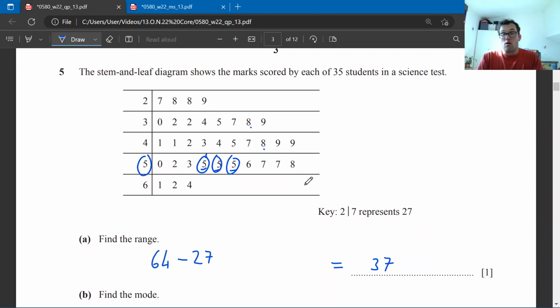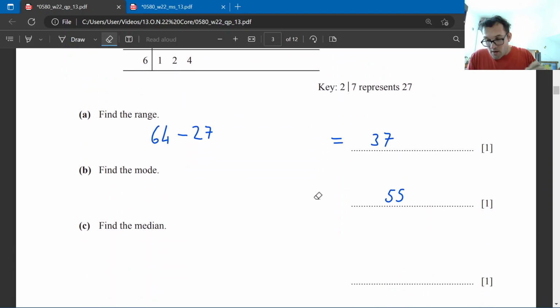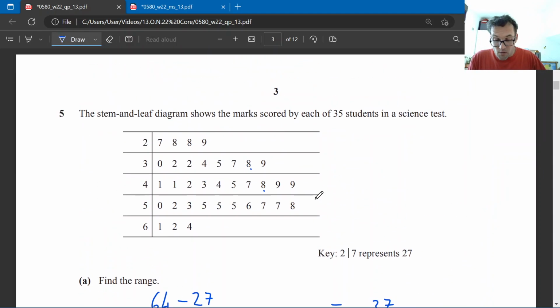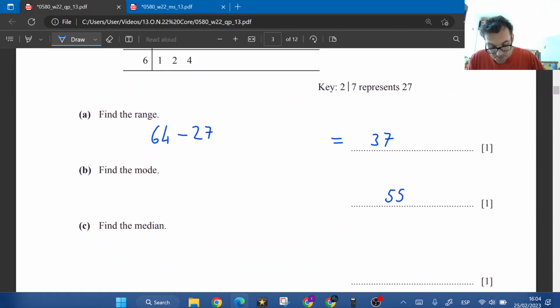And then the last one, the median, the middle number. For the median, you always need to arrange it from the smallest to the biggest first, and then find the middle. Now it's already arranged from the smallest to the biggest. Over here, 27 is the smallest, 64 is the biggest, and everything else in between. There are 2 ways to do this. There's the mathematical way, where you take the amount of numbers there are. Now we know that is 35, because 35 students did the science test.